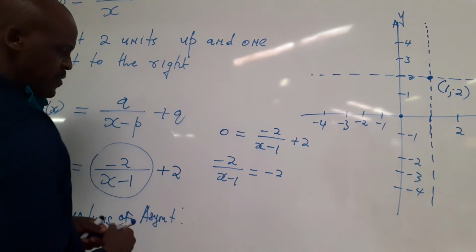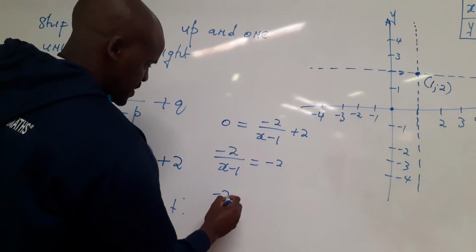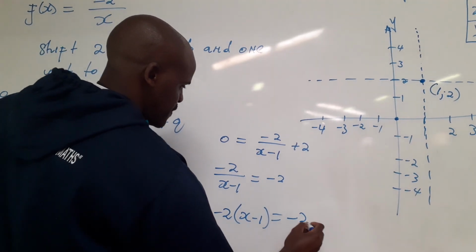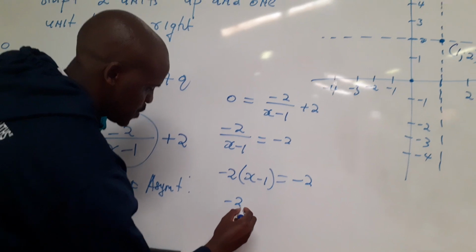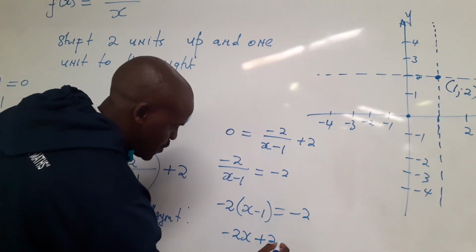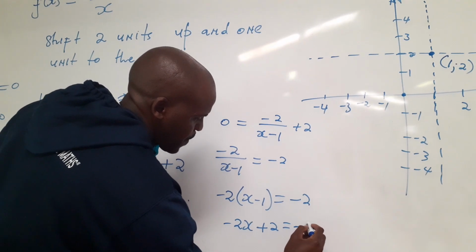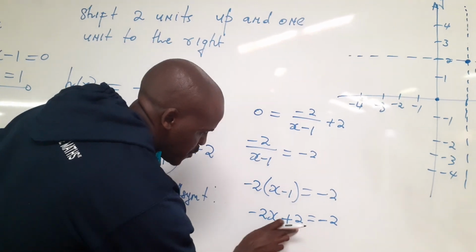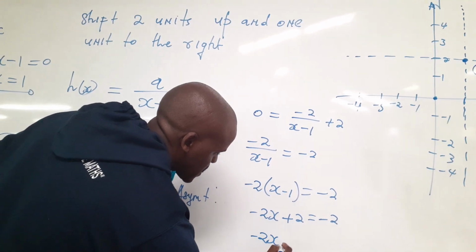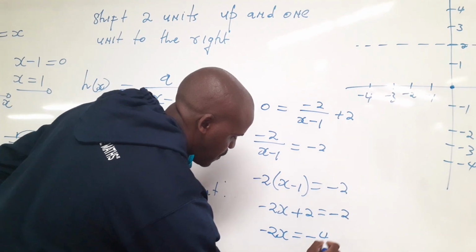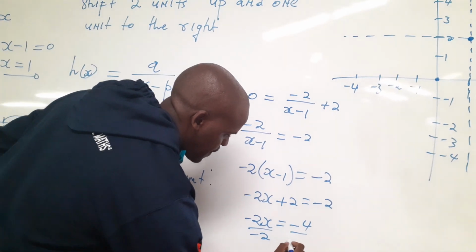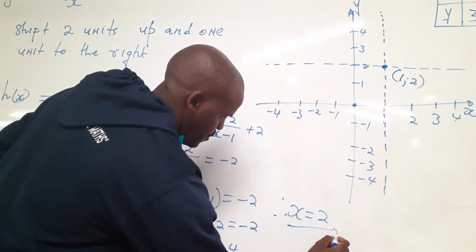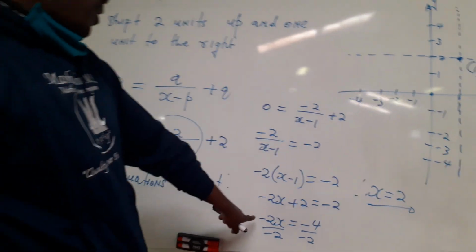We multiply by the denominator on both sides. It's -2 times x minus 1 is equal to -2. We solve that, it's -3x plus 2 equals -2. We transpose 2 to -2, it's -2x is equal to -4, and then we divide. Our x will be equal to +2.